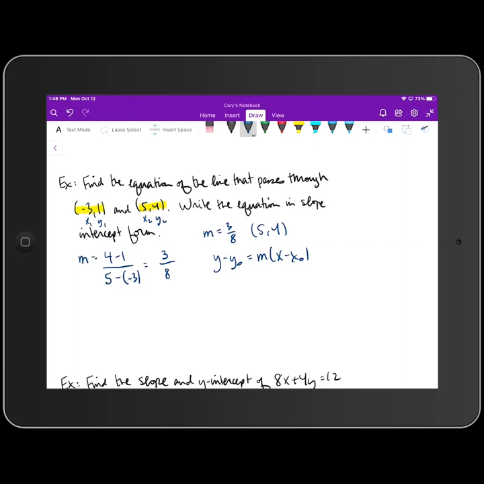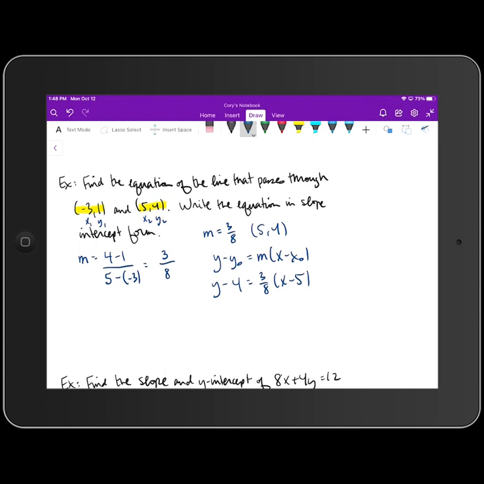When you see a sub-zero, that is pronounced not. So y sub 0 is y naught, x sub 0 is x naught. Okay, so this will be y minus 4 equal to 3/8 times the quantity x minus 5. And then that's our equation in the point slope formula.